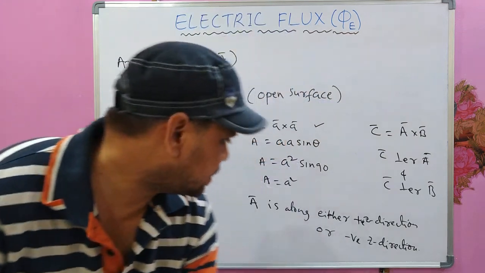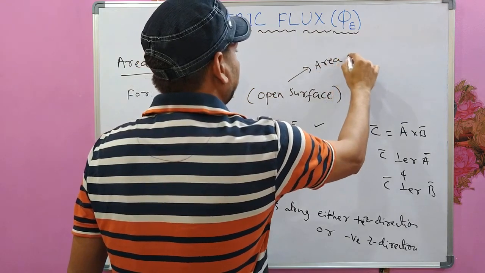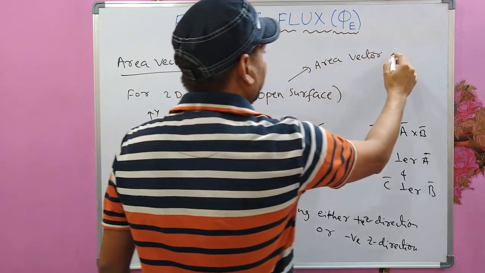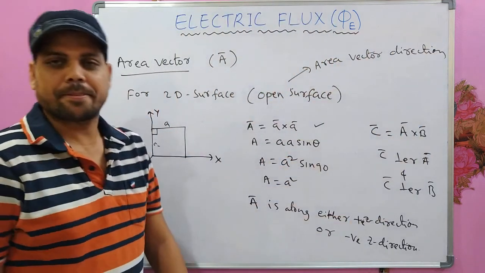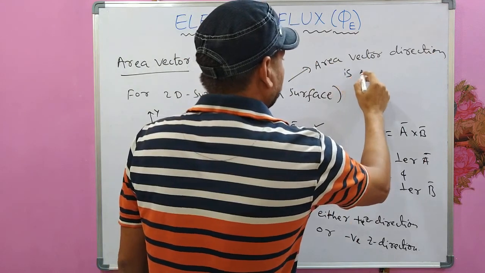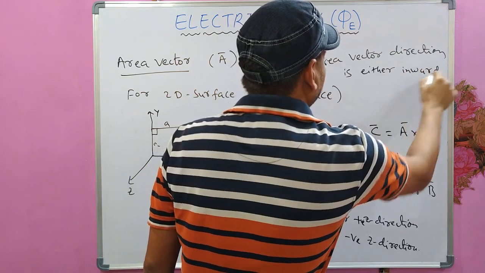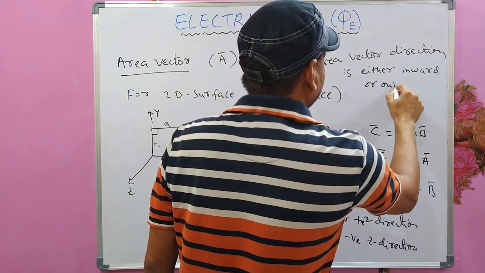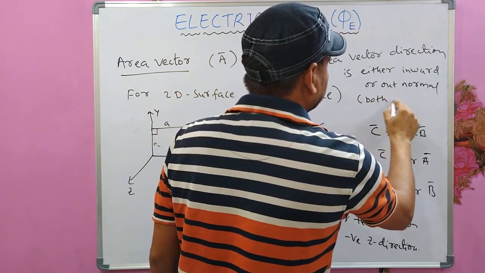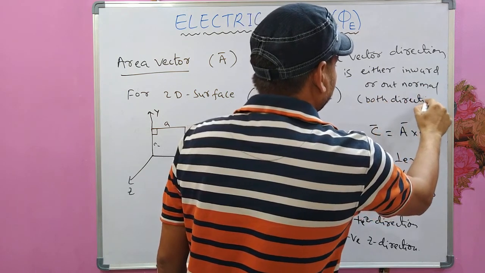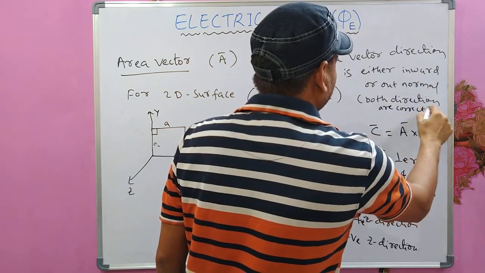Okay, so area vector direction for 2D surfaces is either inward or outward normal. Normal means perpendicular. Both directions are correct.